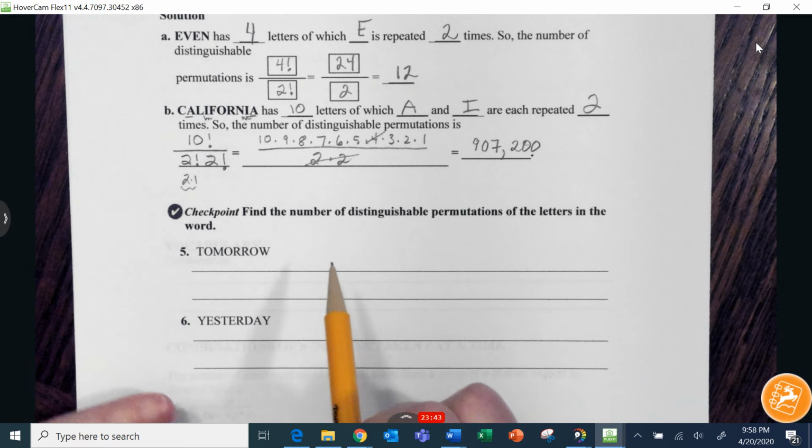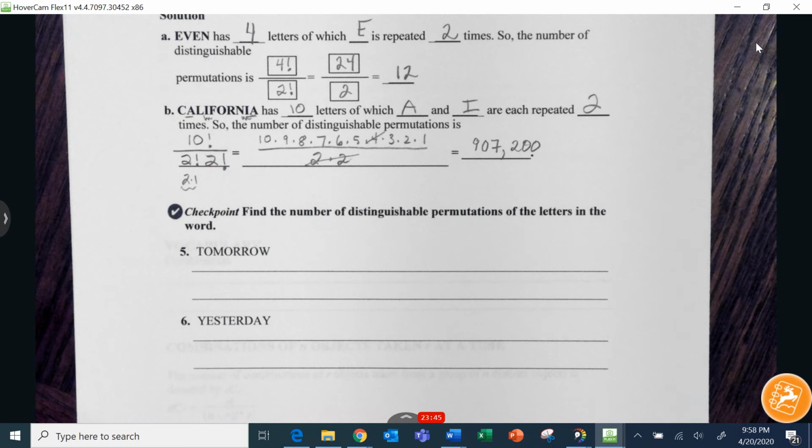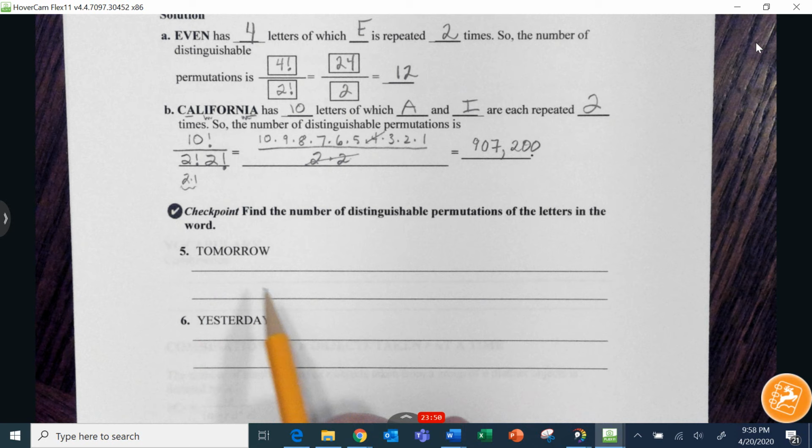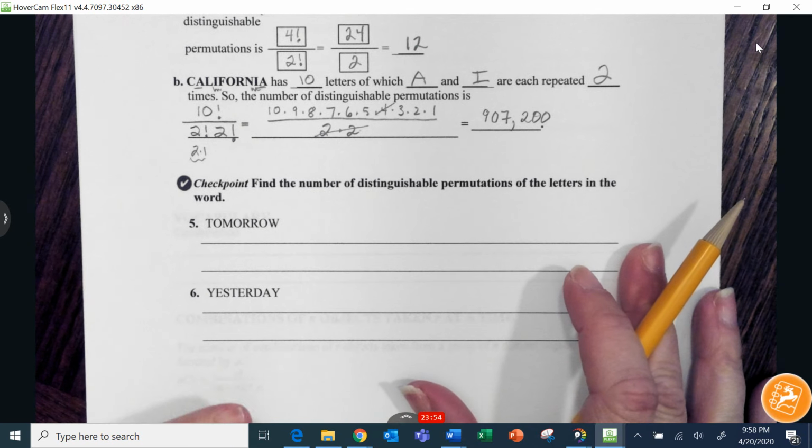So find the number of distinguishable permutations for the letters in the word tomorrow and in the word yesterday. Pause the video and try these on your own. Then unpause it and check with my answers. Pause the video now.